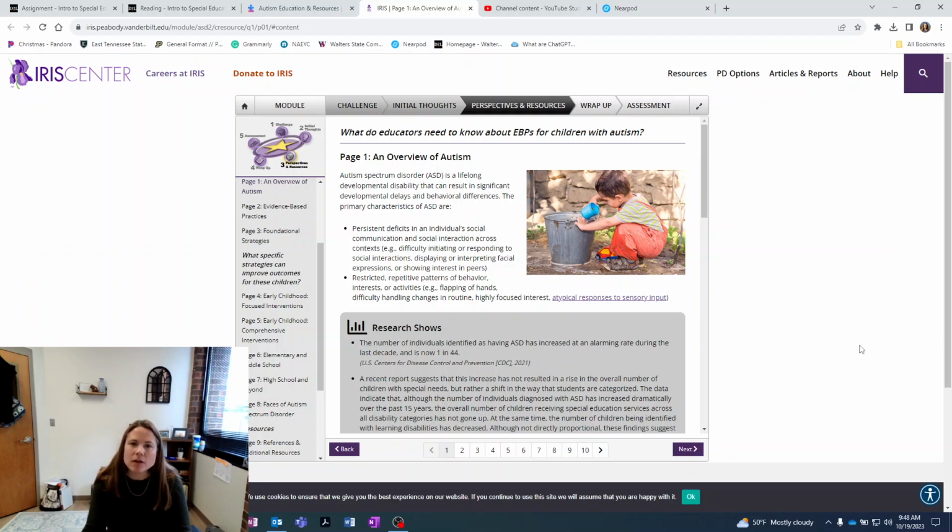So remember, this is a lifelong developmental disability. Okay, it can have significant delays for the child developmentally, and there's going to be a lot of behavioral differences that you'll see. There are some primary characteristics that you'll see, such as social communication, social interaction between peers and parents, showing interest in things, and then also repetitive patterns of behavior, which is how IDEA defines ASD.